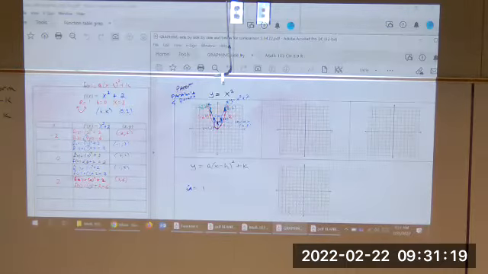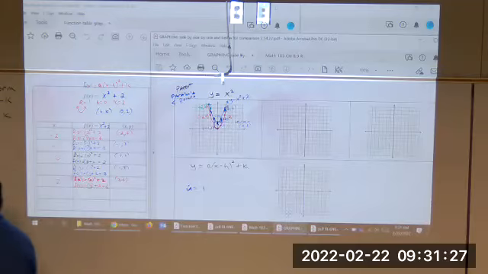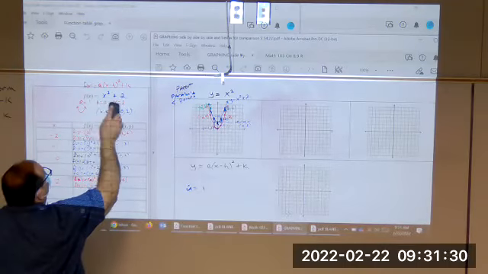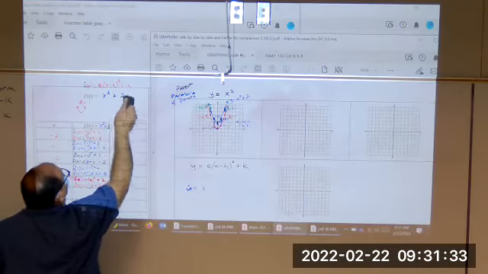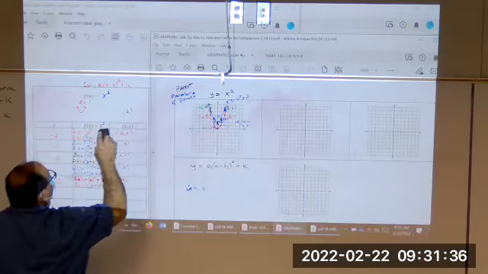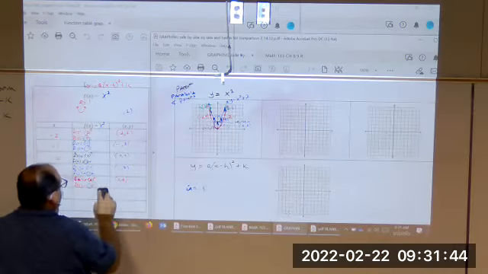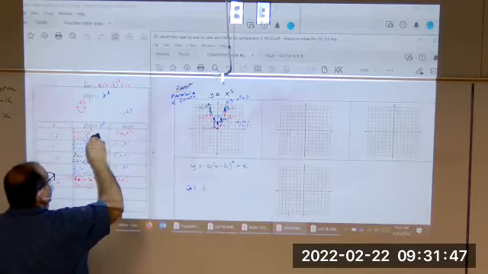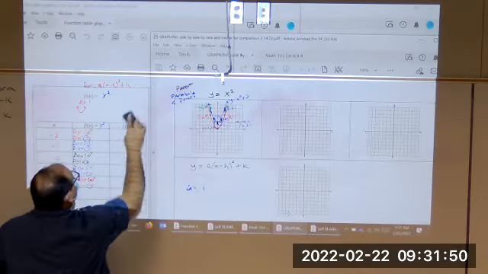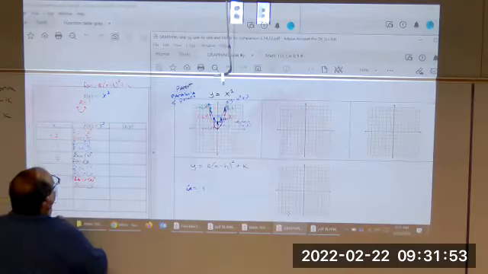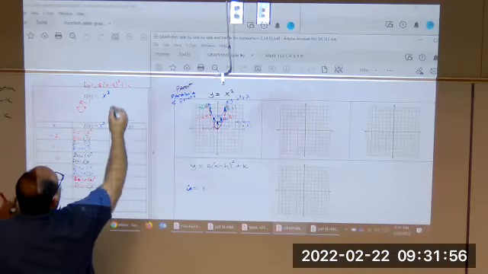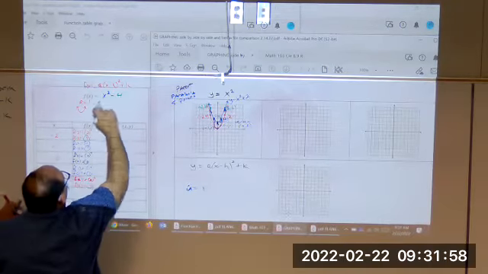If I add 3, everything gets shoved up 3 units. If I add 5, everything's going to move up 5 units. What would happen if I went minus 4?